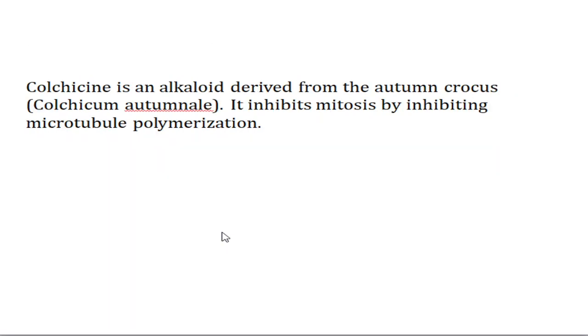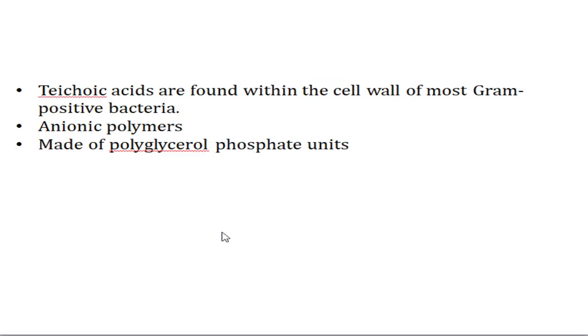Next is colchicine, which is an alkaloid derived from a particular plant and generally inhibits mitosis at the metaphase stage. This colchicine inhibits microtubule polymerization. You should know some drugs inhibit mitosis by inhibiting microtubule depolymerization, but colchicine inhibits mitosis at the metaphase stage by inhibiting microtubule polymerization.